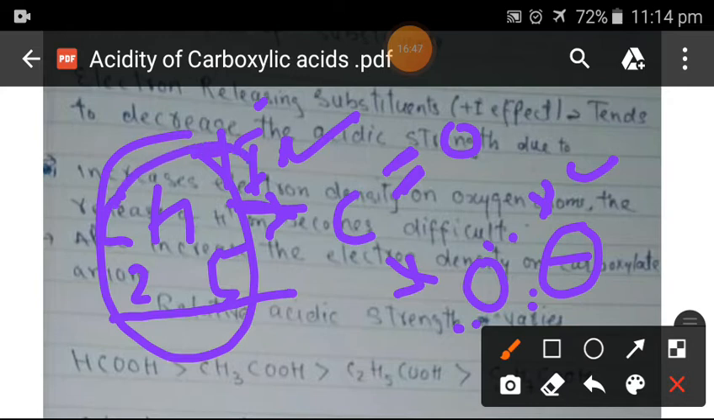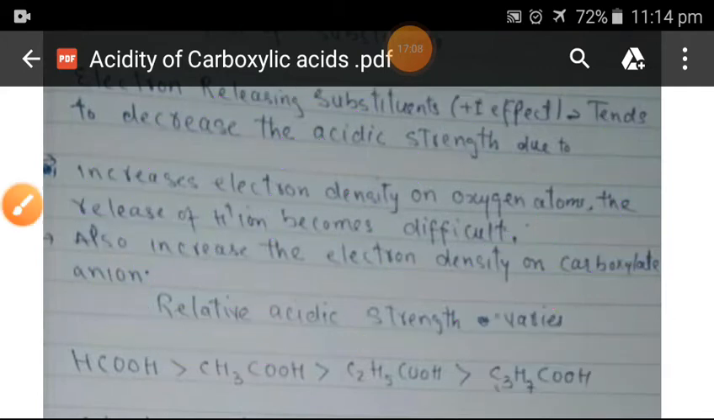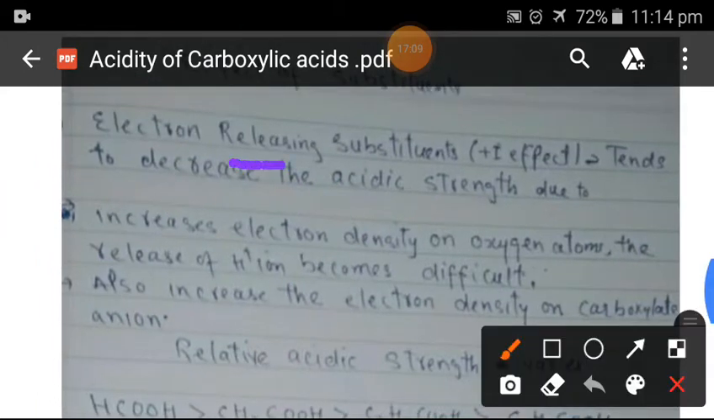So when this alkyl group is attached to this carboxylate anion, showing the plus I inductive effect, it tends to increase the electron density on these oxygen atoms which already have negative charge, as a result of which it destabilizes this and decreases the stability of the carboxylate anion. So the more electron releasing substituents present on a particular acid, the less will be its acidic strength.